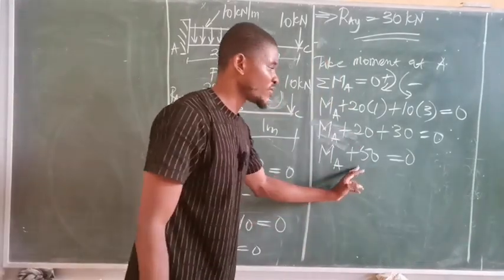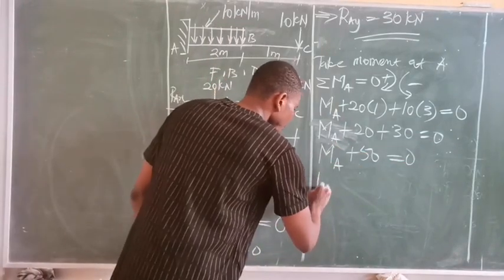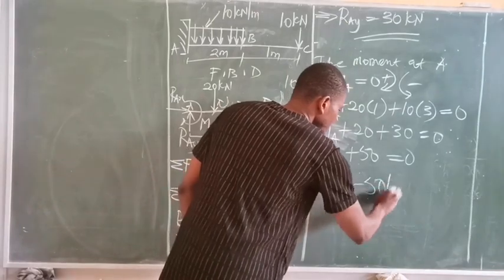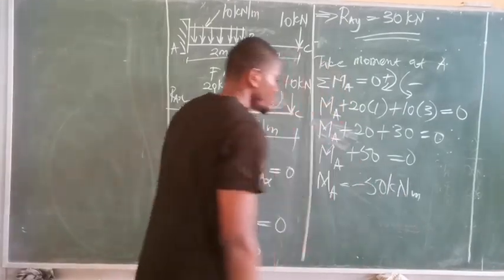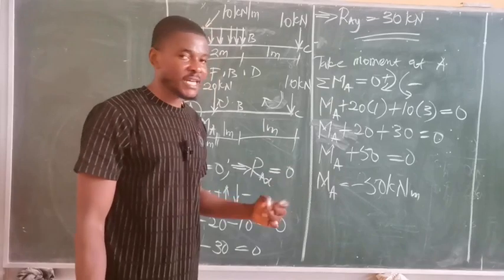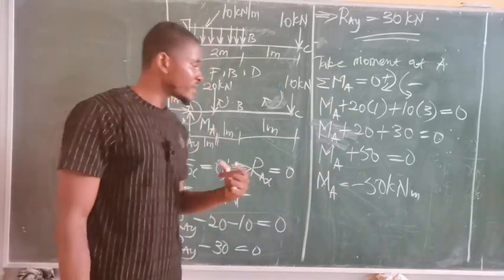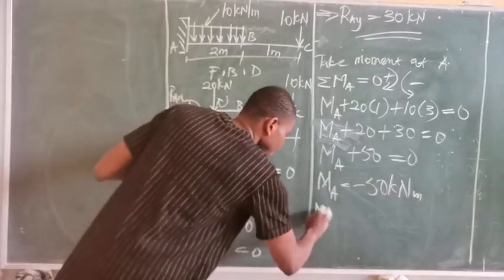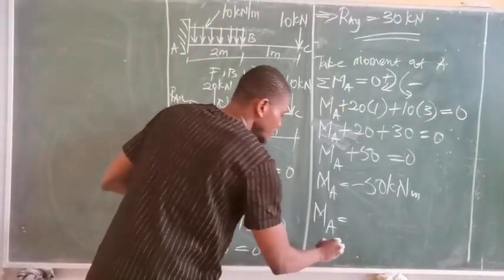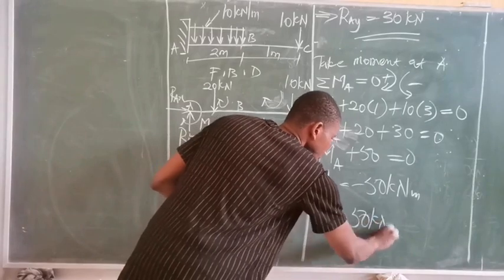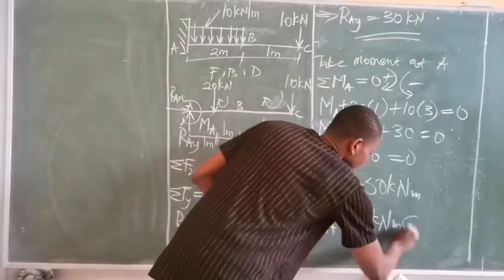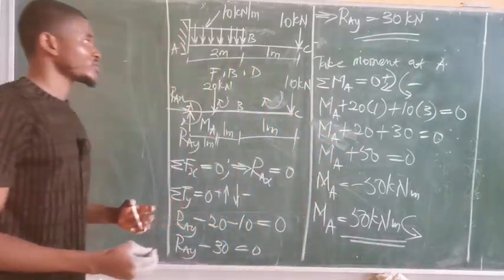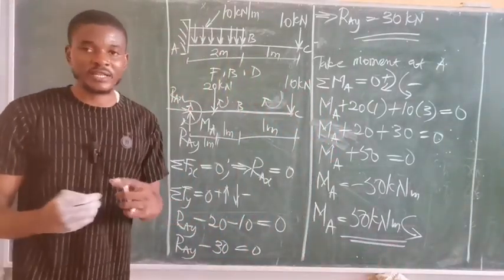Let's send plus 50 over to the other side of the equation. We simply have the moment at point A equal to minus 50 kilonewton meters. Please take note, a negative sign doesn't mean you're wrong. It only means that the direction we assumed for the moment is wrong. So this moment at point A is actually 50 kilonewton meters in the anti-clockwise direction. Those are the reactions at point A, and that's how you find these reactions.